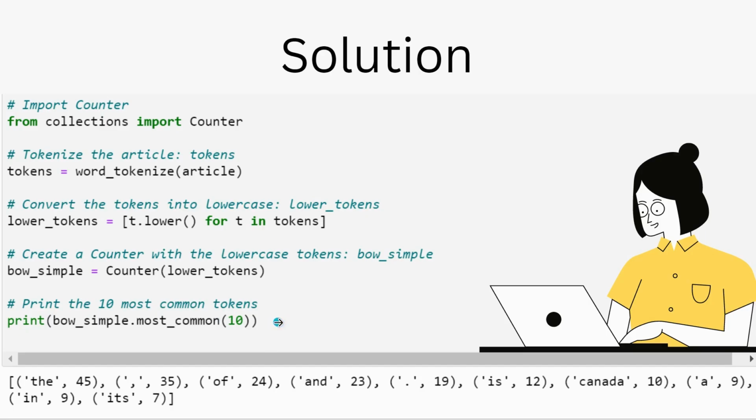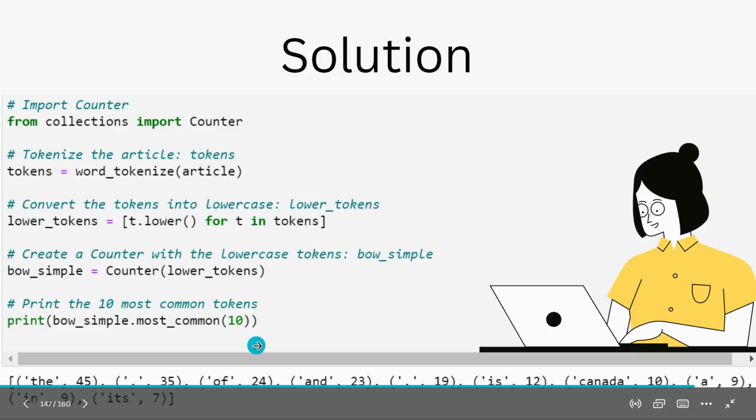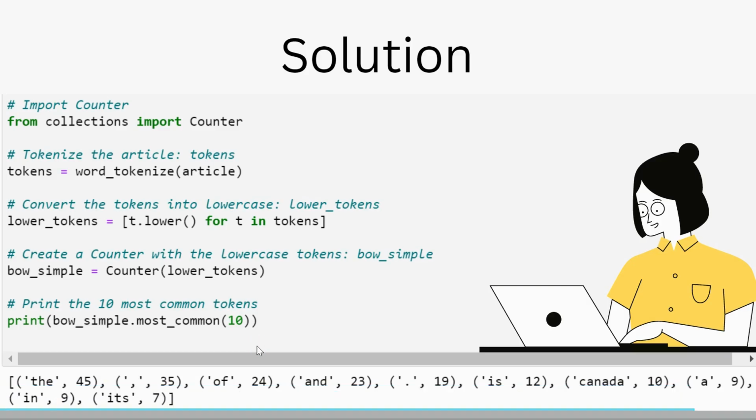The 10 most common tokens are these. You can see in the output: the 45 times, the comma 35 times, of 24 times, and 23 times, dot 19 times, is 12 times, Canada 10 times, a 9 times. Now you can imagine that the article might be about Canada, because all the other words are kind of stop words here. We will remove them in the next video.